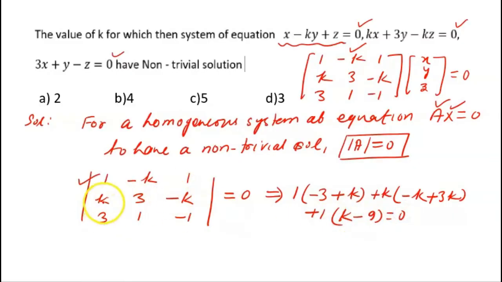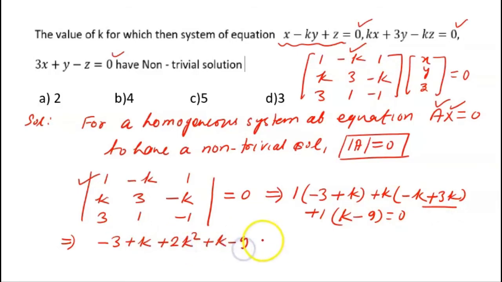I hope you got it. k into 1 and 3 into 3. So what we are getting? We are getting minus 3 plus k, and here we have 2k, so 2k into k is 2k square, and we are getting k minus 9 from the last term. So basically what we are getting, 2k square and k, so that will give me 2k, and minus 3 and minus 9, so that will give me minus 12 is equal to 0.